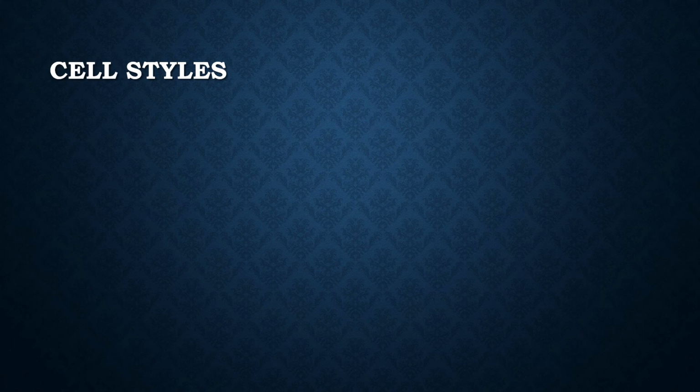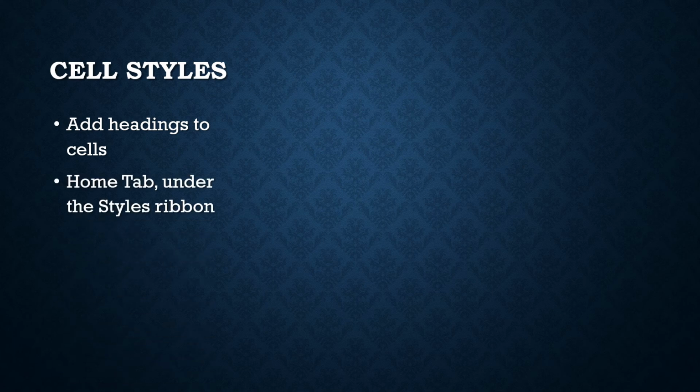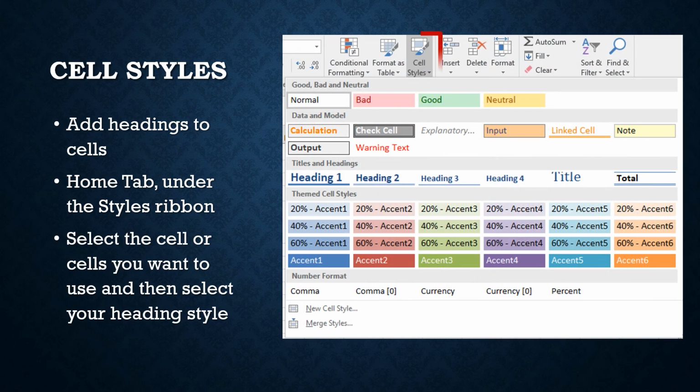Adding heading styles. To add a cell style to a heading, you will use the Cell Styles icon. It is located underneath the Home tab under the Styles ribbon. Select the cell or cells you want to use and then select your heading style by clicking on the drop-down menu under Cell Styles.